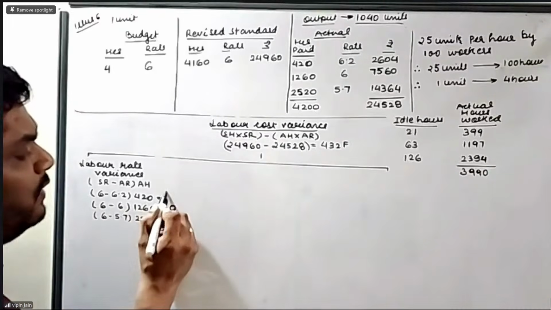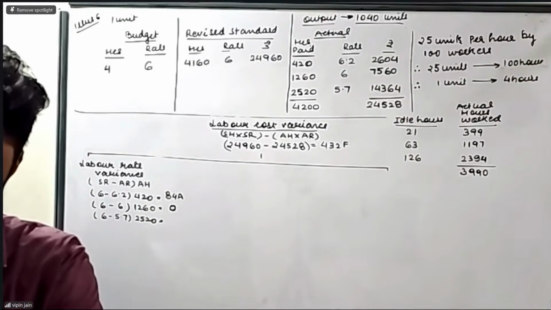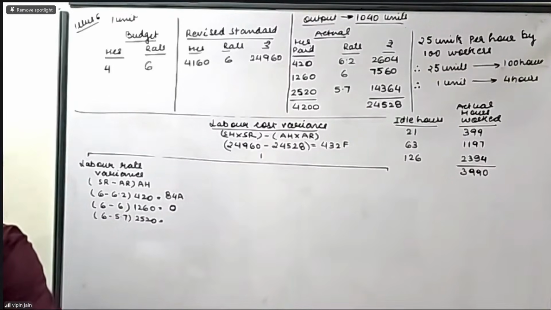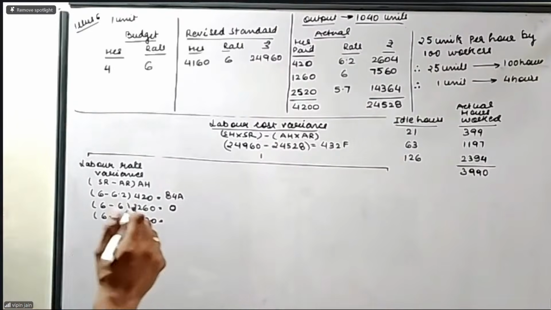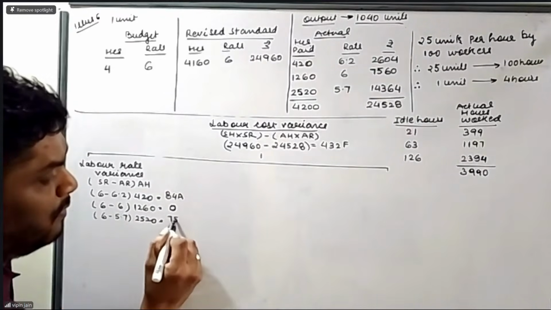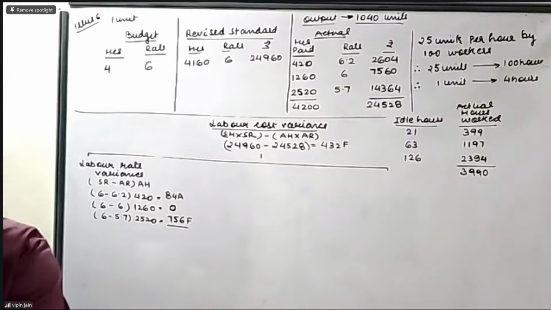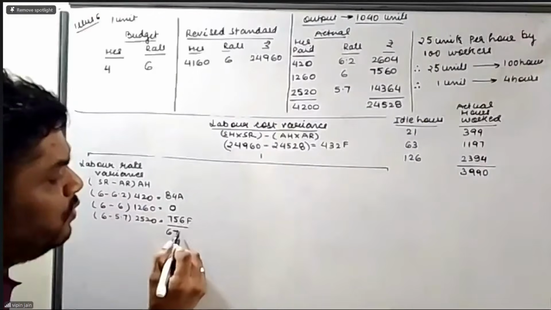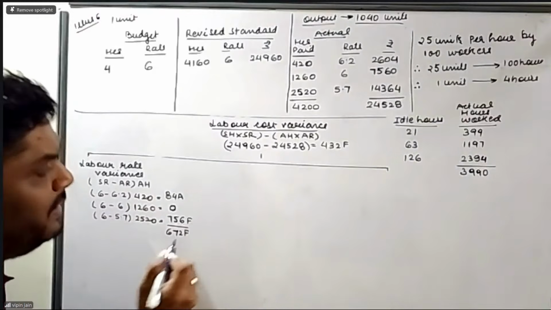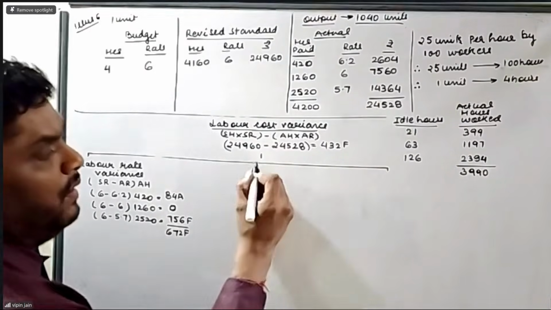This will be 84 adverse. 84 adverse, sir, first. Next, last one will be 756 favorable. Yes sir, 756 favorable. Net, it will be 672 favorable, right? Right? Yes sir. Next is what?